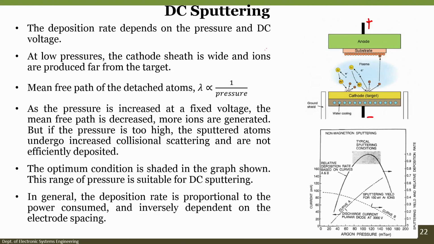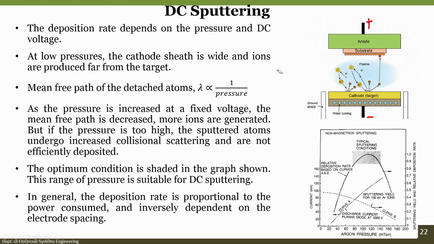Now either you put the target on the top or you can put the target on the bottom, it does not matter. The target is generally at the cathode, which is negative, and then the substrate is positive. At low pressure the cathode shield is wide and ions are produced from the target. Mean free path of the detached atom is inversely proportional to the pressure. Mean free path is given by lambda.